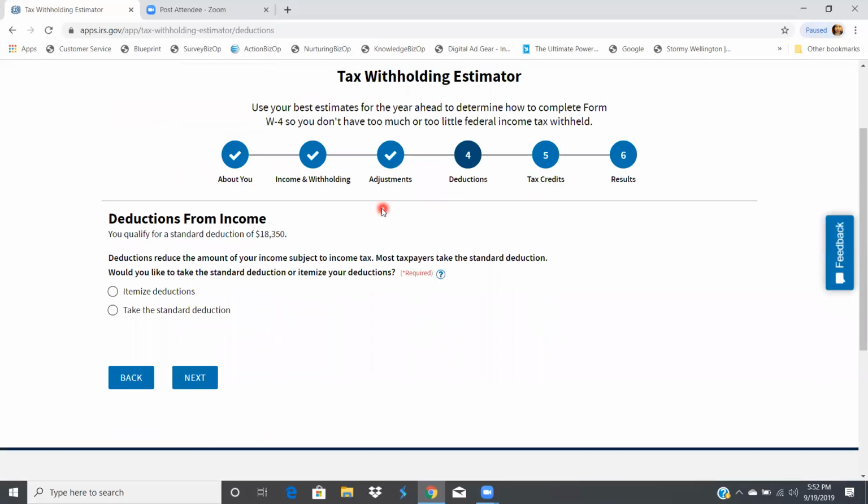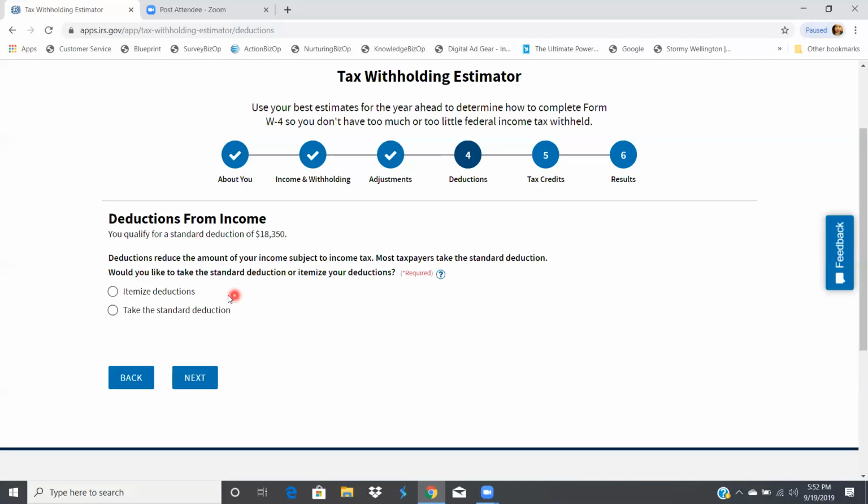The fourth section asks for deductions. And so basically, they're going to ask you, what did you basically do last year? Did you file standard deduction, or did you do the itemized deduction? So once again, it tells me that I qualify for the standard deduction of $18,350, even as a business owner. So just because you're a business owner does not mean you have to do itemized deductions. You can claim standard deduction and still get your business write-off.